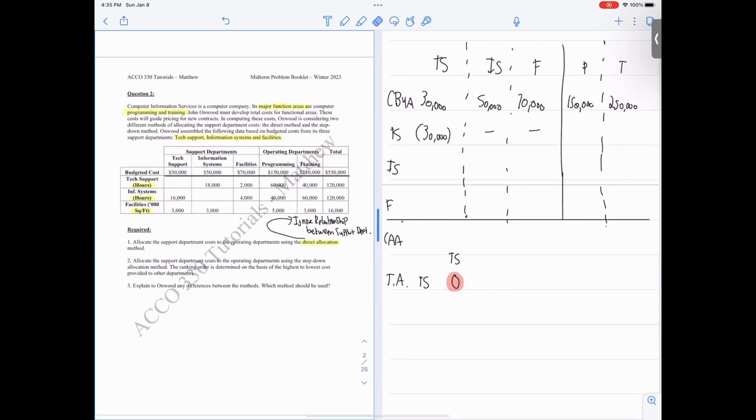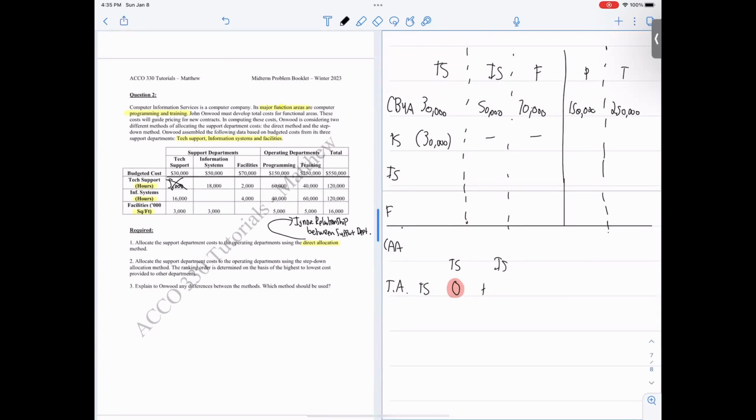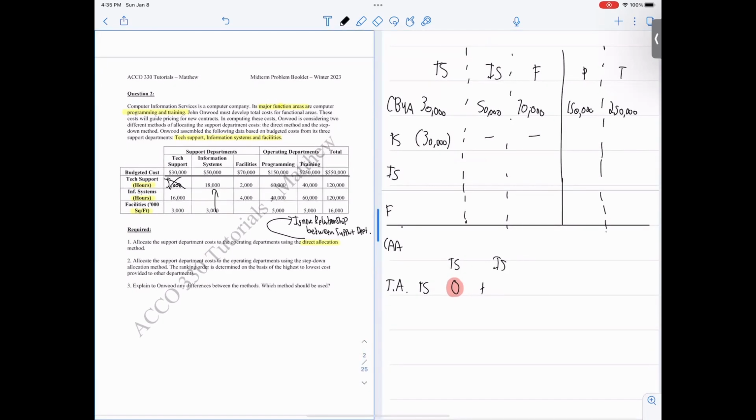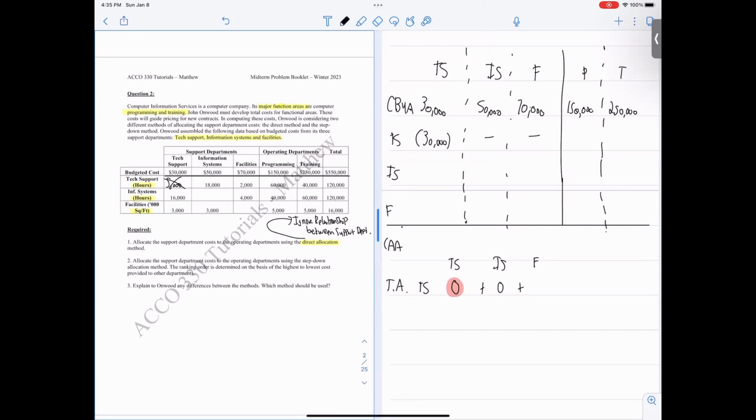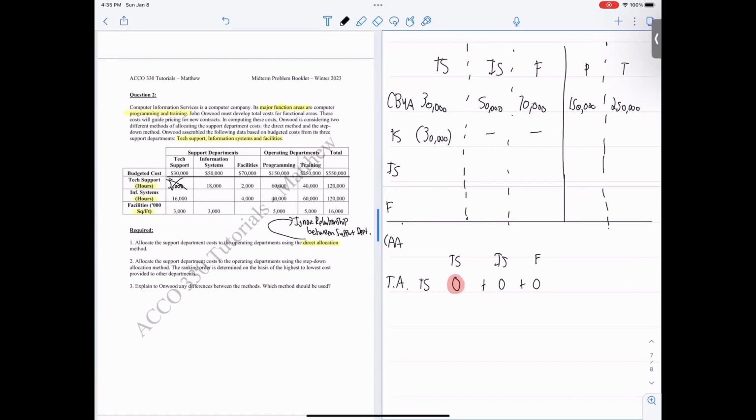So if you understand that there's no self-allocation, I'll just leave the 5,000 here and I'll put X. Then, how much does tech support help information systems? Technically, they help by providing 18,000 hours, but we're doing the direct method, so 0. Then we have facilities. Tech support helps facilities by providing them 2,000 hours, but we're doing the direct method, so 0. Then we have programming, then training, and I'll put total over here. They help programming by providing 60,000 hours, training 40,000. That gives us a total, adding up this whole row, of 100,000. That is your total allocation.